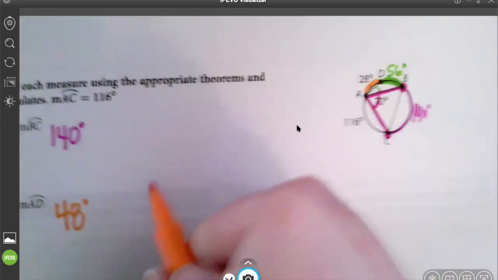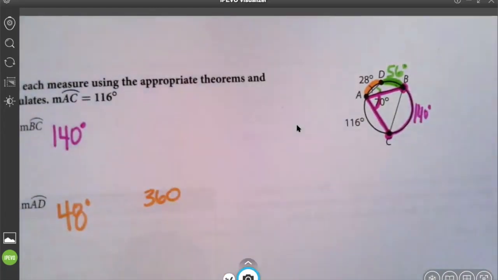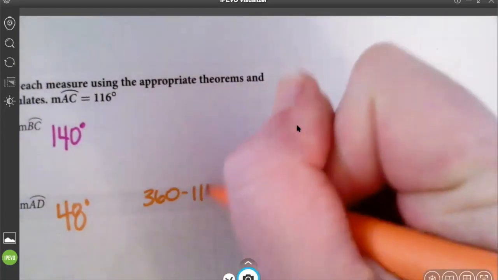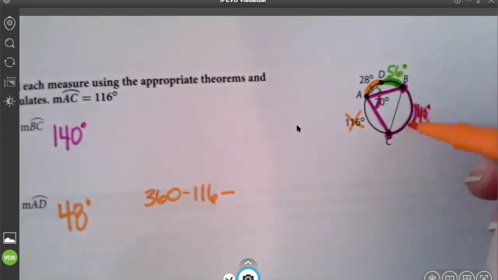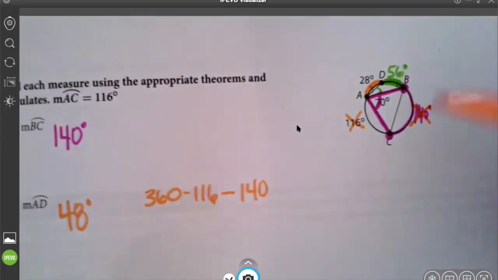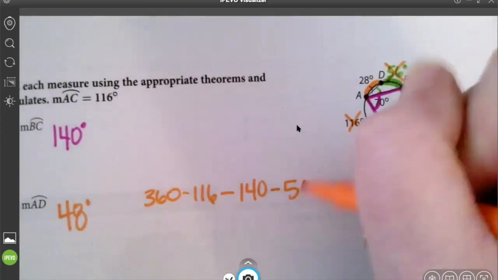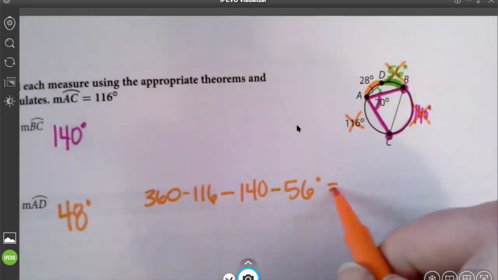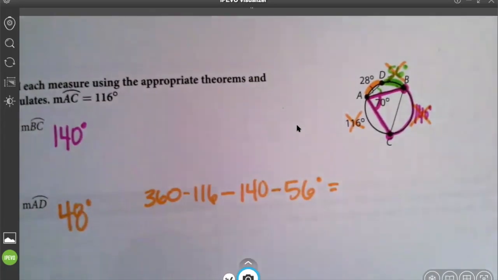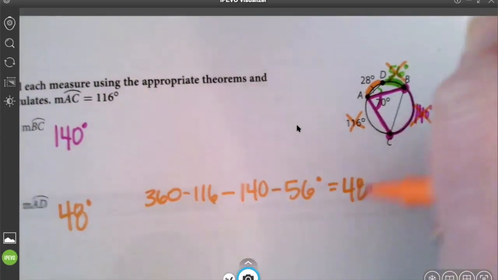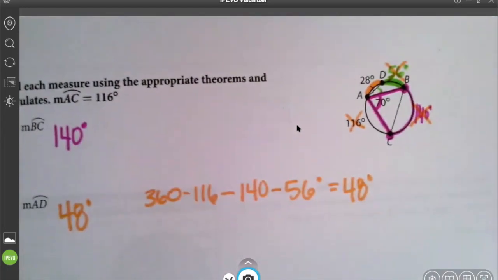360. So we're going to take that 360 and we're going to subtract 116 because we don't need that. And we're going to subtract 140 because we don't need that. And we're going to subtract 56 because we don't need that. And if I type that in my calculator correctly, that should be 48. I'm going to type it again just to be sure. Yep, 48.